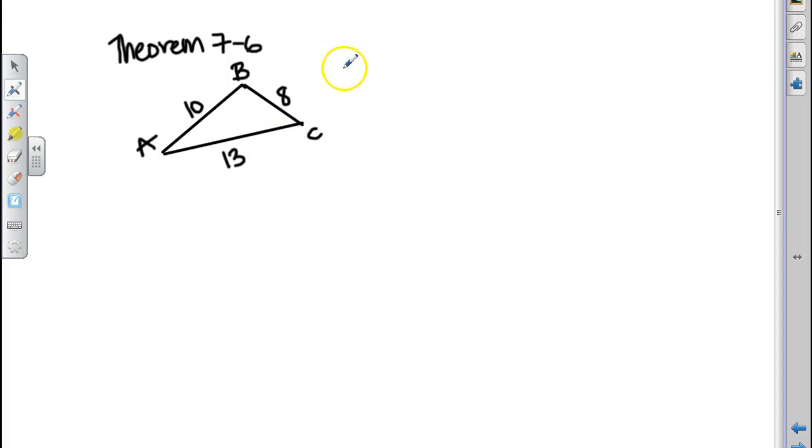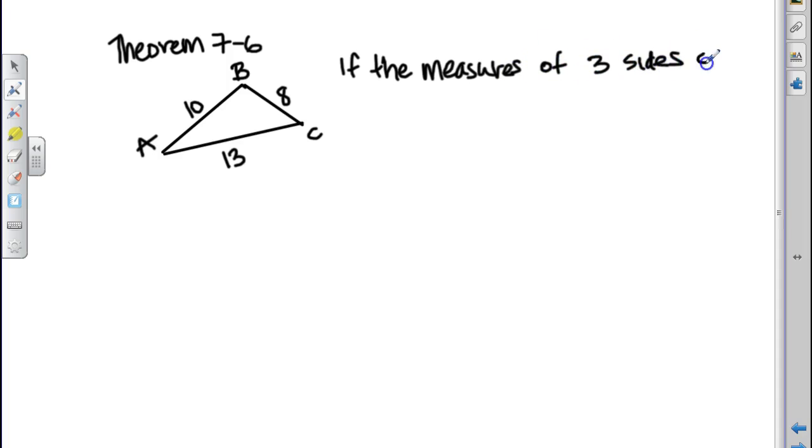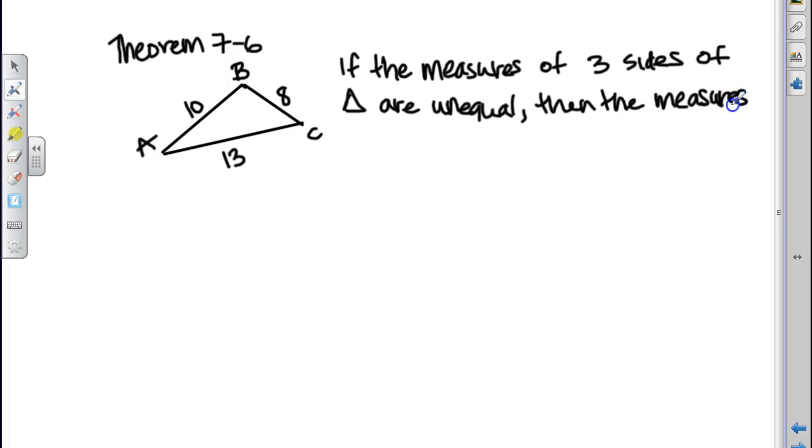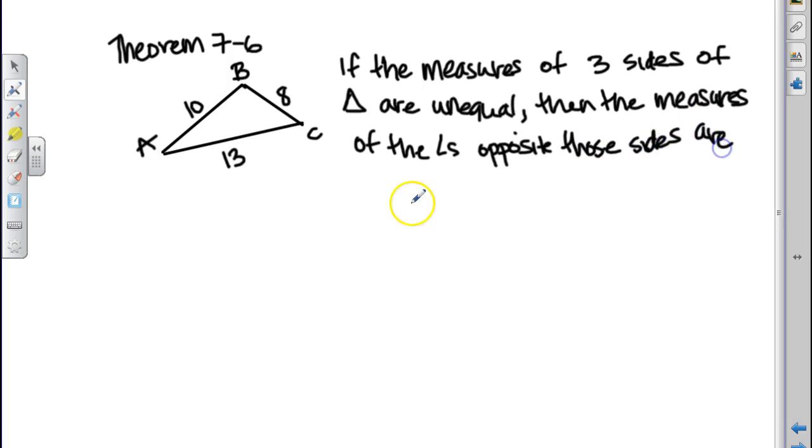So let me write this down and then we'll explain it, kind of put it in our own words. If the measures of three sides of a triangle are unequal, then the measures of the angles opposite those sides are unequal in the same order.